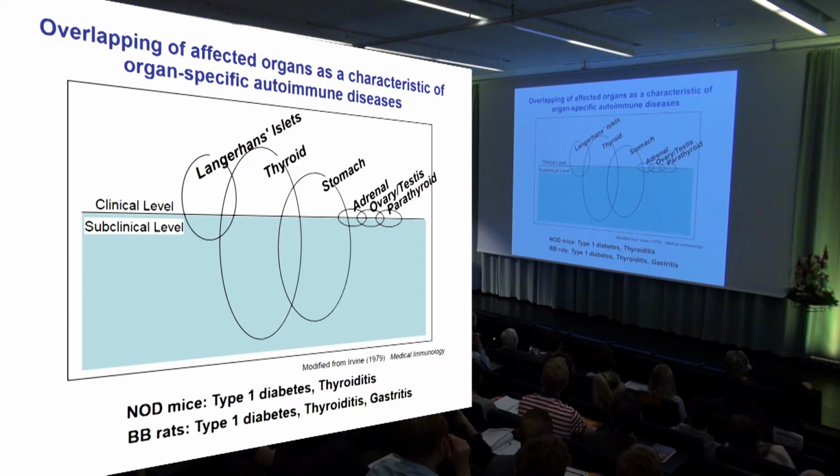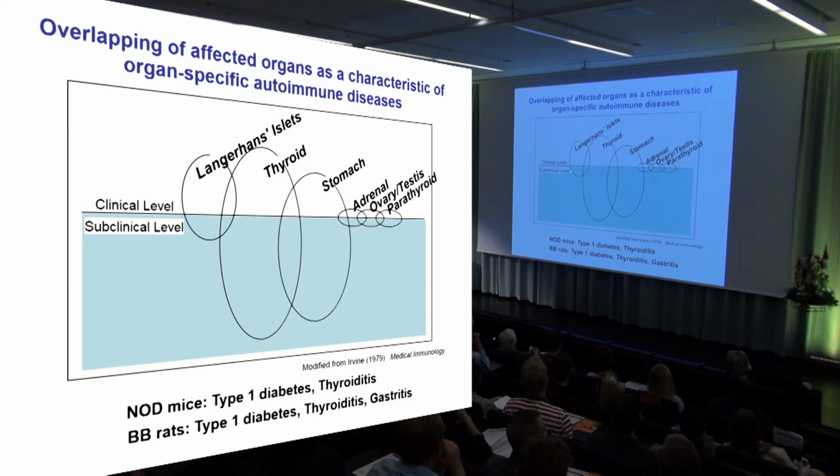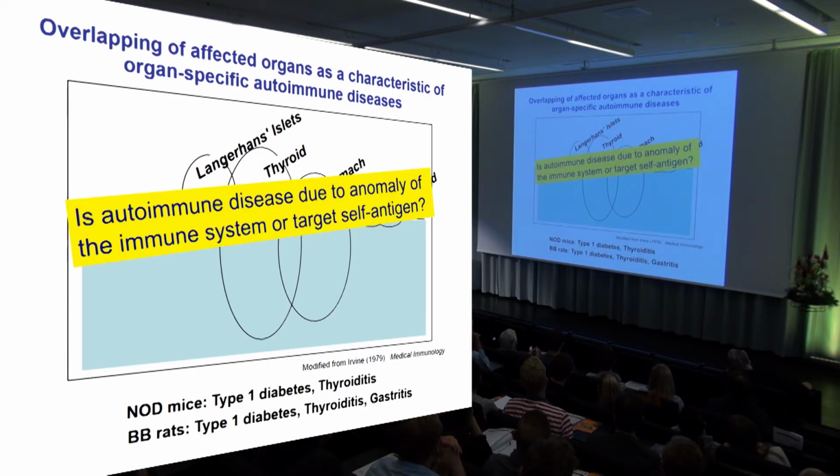One important feature of human autoimmune disease is overlapping. If you see a patient with type 1 diabetes, he or she may also have thyroiditis or gastritis or adrenalitis. This kind of overlapping is very common, and it is also common in animals. For example, NOD mice spontaneously develop type 1 diabetes, but when they become aged, they develop thyroiditis. BB rats, also a spontaneous model of type 1 diabetes, also develop thyroiditis and gastritis. So the question is: is autoimmune disease due to an anomaly of the immune system or of the target self-antigen?